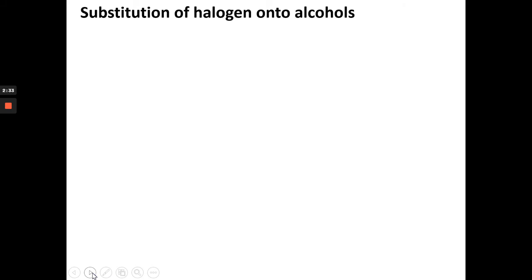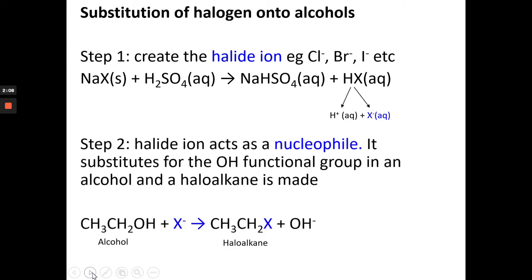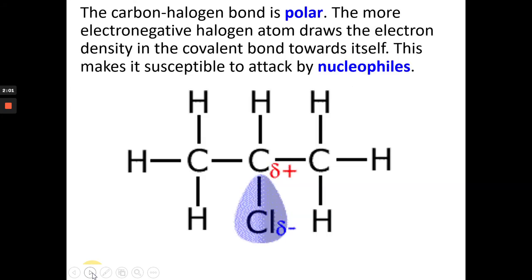So sometimes what we do is we use substitution of halogen onto an alcohol molecule. So the first thing to do is to create a halide ion by reacting sodium halide salt with concentrated sulfuric acid in the influence of heat, and that produces sodium hydrogen sulfate and the hydrogen halide in aqueous solution. And from that aqueous solution you can get the halide ion. So the halide ion can then substitute for the OH group in the alcohol and make a haloalkane for you.